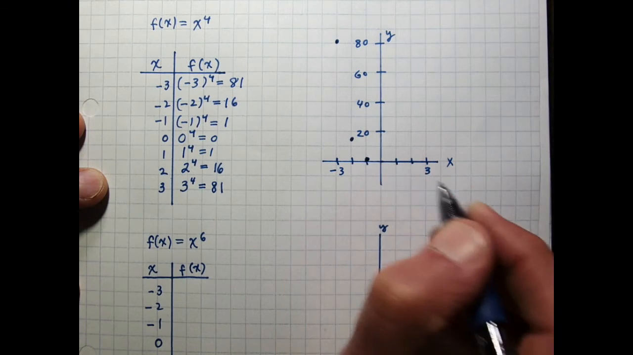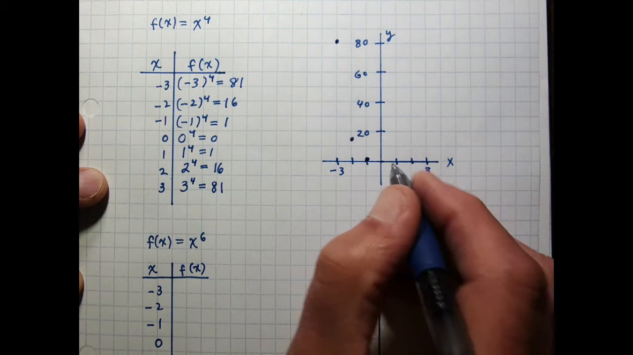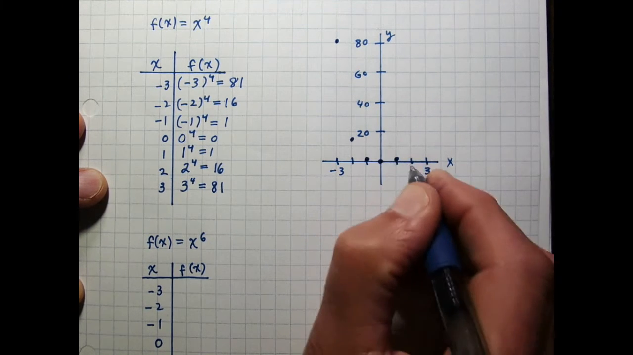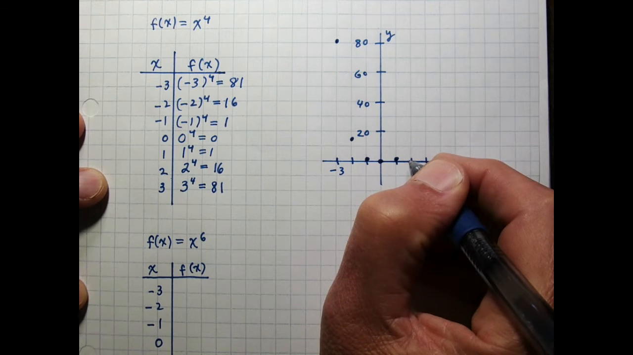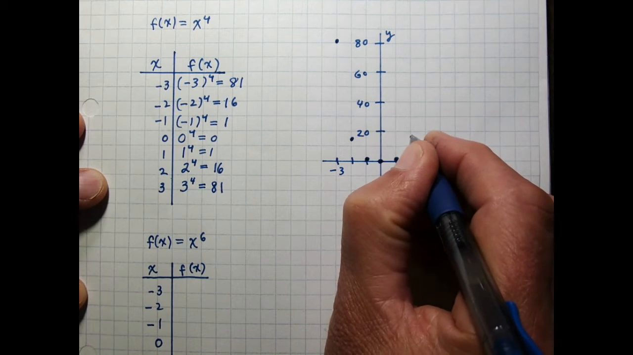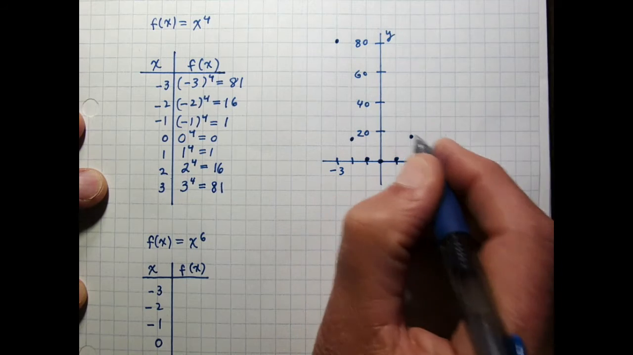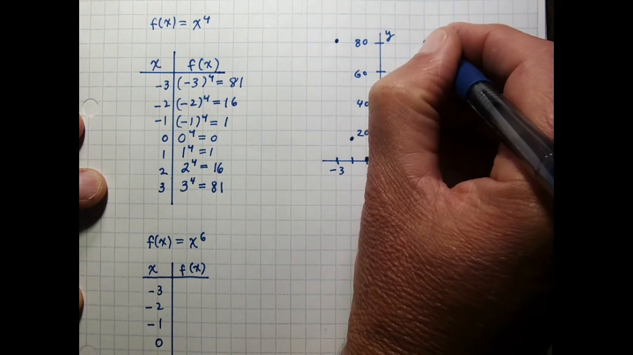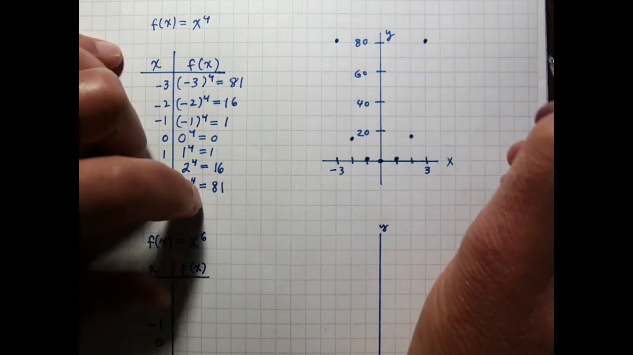So I just have to put that point close to the x-axis. Close to the x-axis I can get it. 0, 0, 1, 1, similar situation. 2, 16 will be symmetric to that point above negative 2. 3, 81 will be symmetric to my point at negative 3.